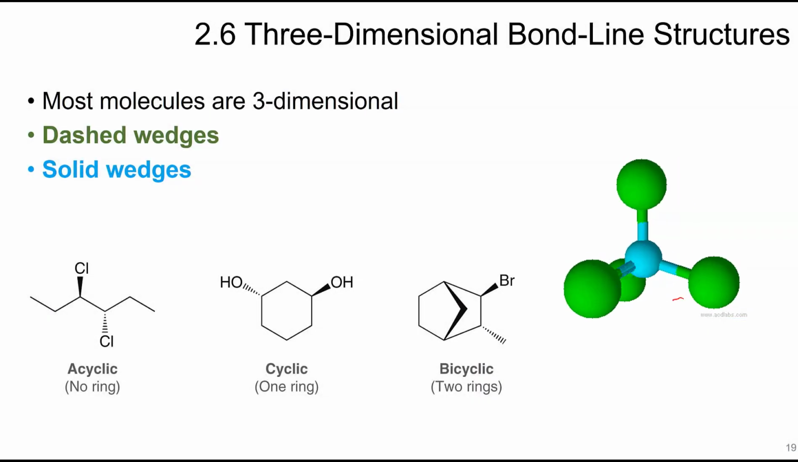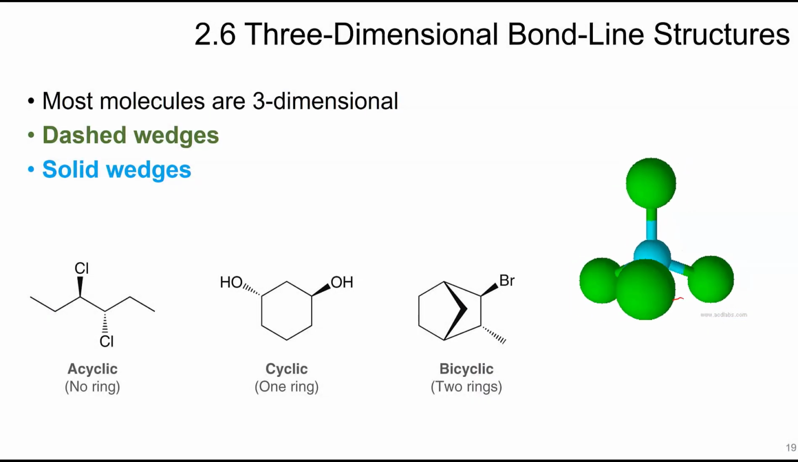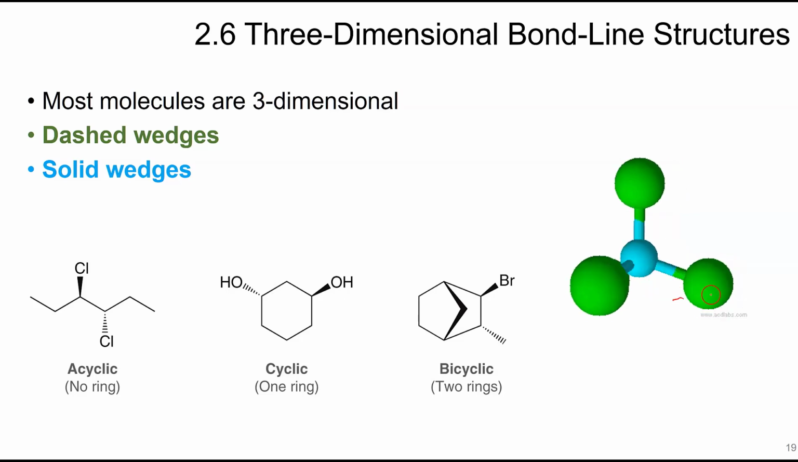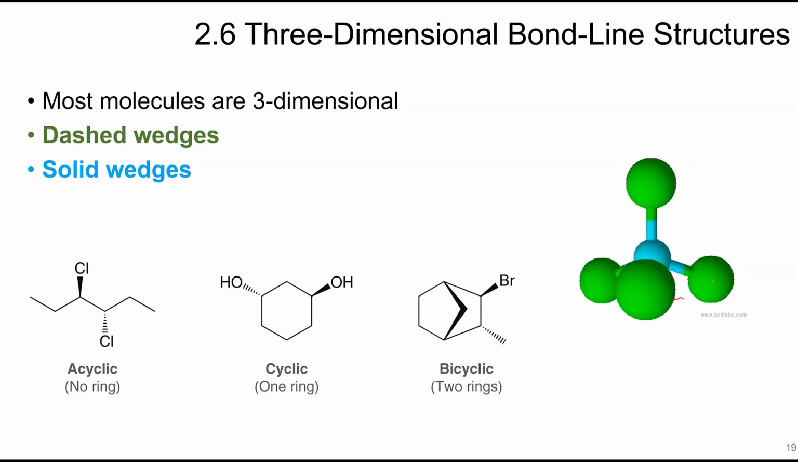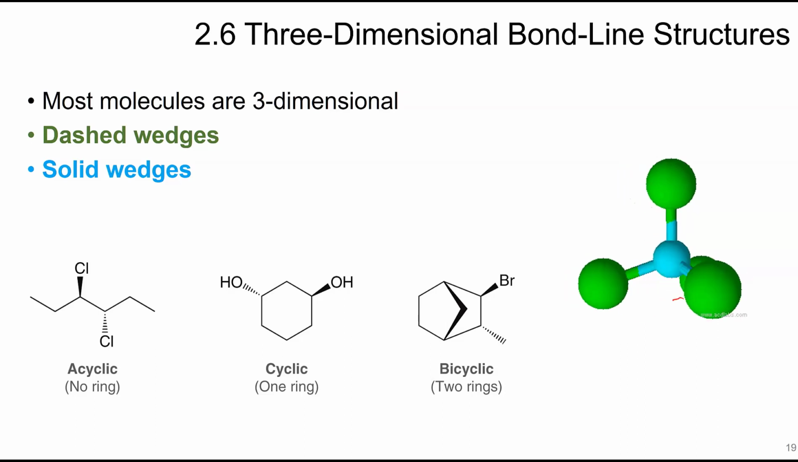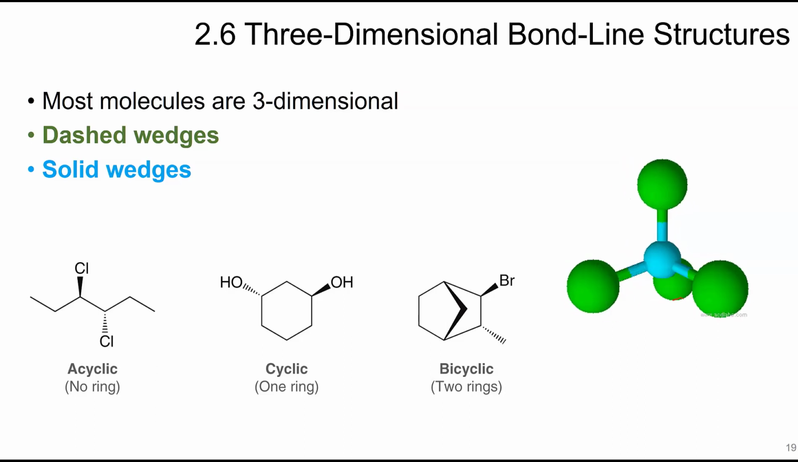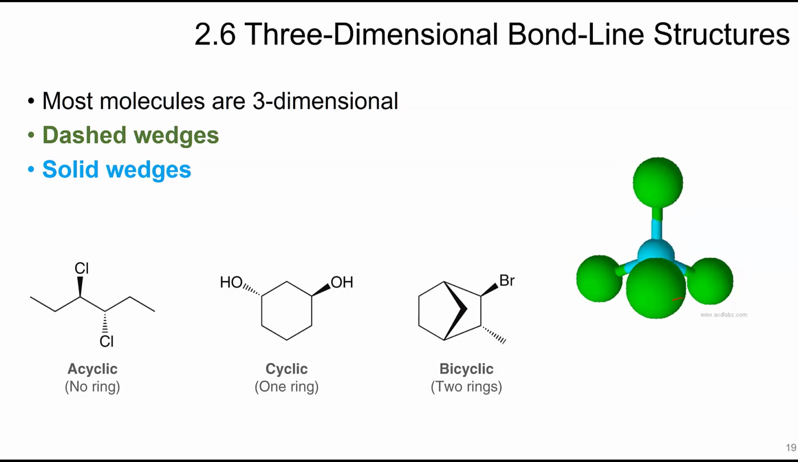So for part B of chapter 2, we have molecules that are three-dimensional. This spinning molecule over here, it's not flat. There's things that poke forward and poke back. And we use wedges and dashes to represent that when we're drawing molecules in organic chemistry.